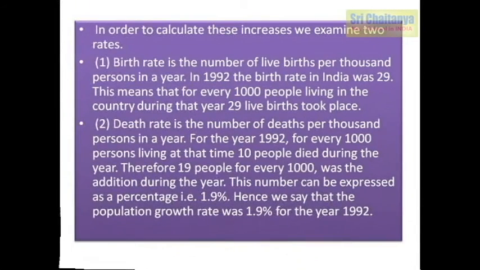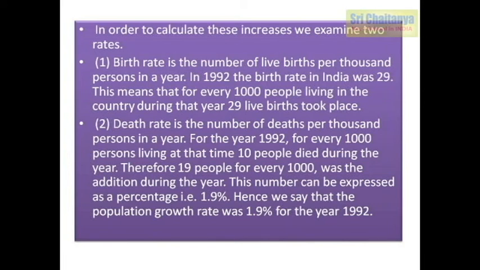In order to calculate these increases, we examine 2 rates. First, birth rate. Birth rate is the number of live births for 1000 persons in a year. In 1992, the birth rate in India was 29. This means that for every 1000 people living in the country during the last year, 29 live births took place.